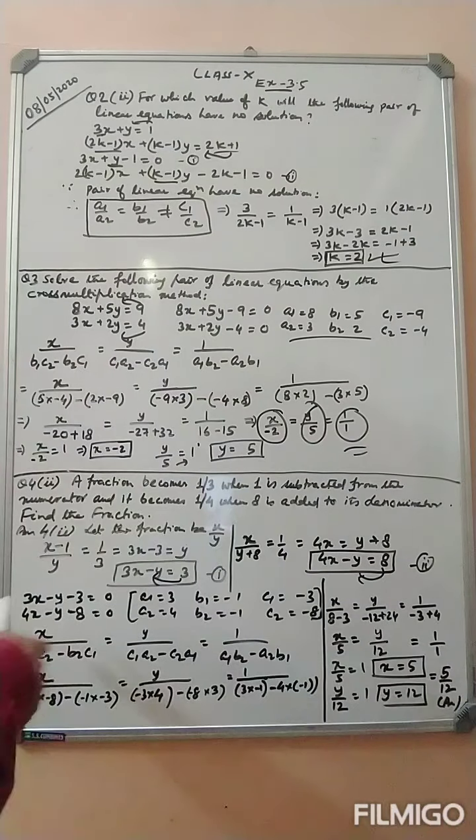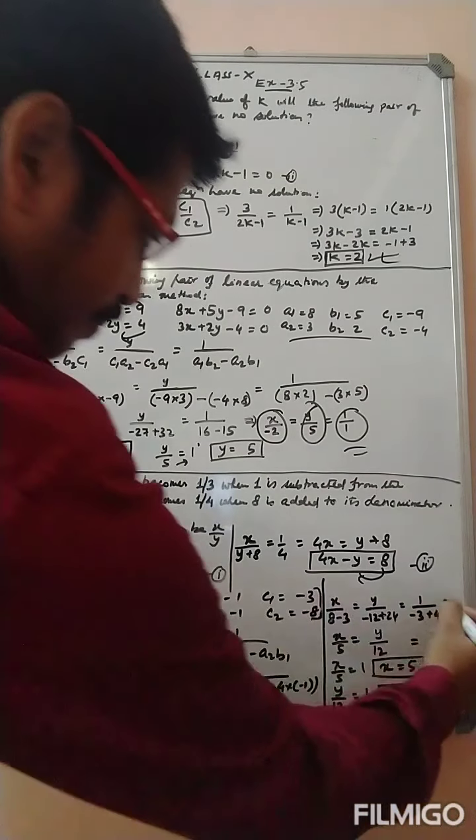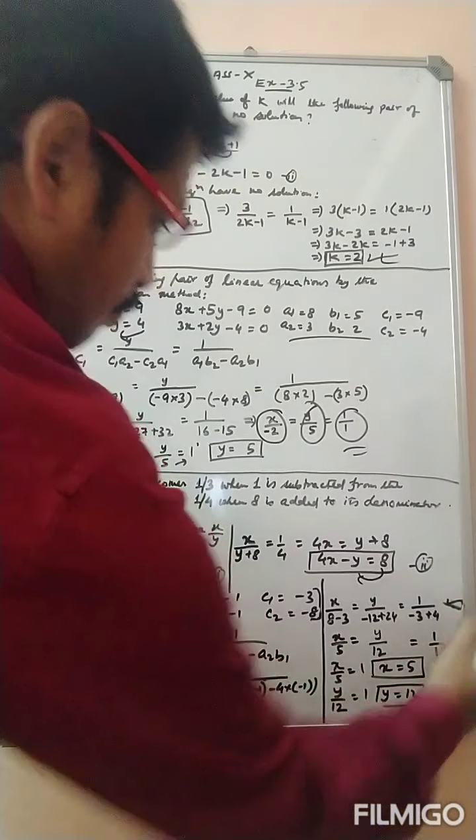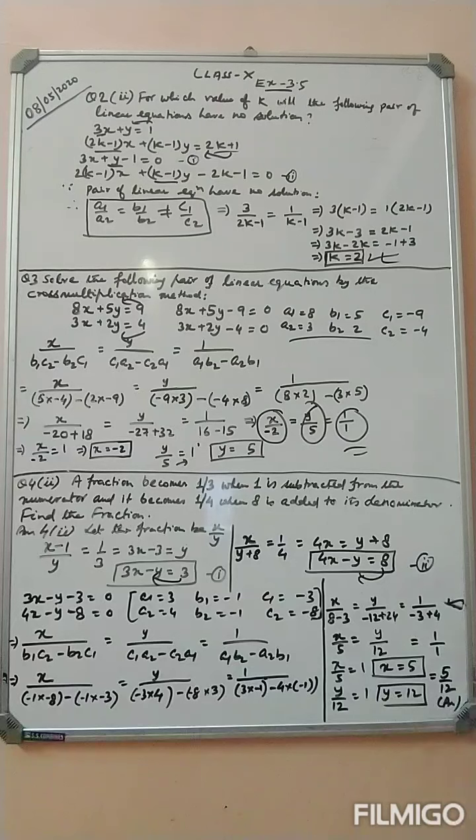Now we will put the values in the formula: x by (b1 c2 minus b2 c1) equal to y by (c1 a2 minus c2 a1) is equal to 1 by (a1 b2 minus a2 b1). So when we substitute all these values, it will become x by (8 minus 3) is equal to y by (minus 12 plus 24) is equal to 1 by (minus 3 plus 4). So x by 8 minus 3 is x by 5, is equal to y by minus 12 plus 24 means y by 12, and 1 by minus 3 plus 4 means 1 by 1. Now x by 5 equal to 1, x equal to 5. y by 12 equal to 1, y equal to 12.